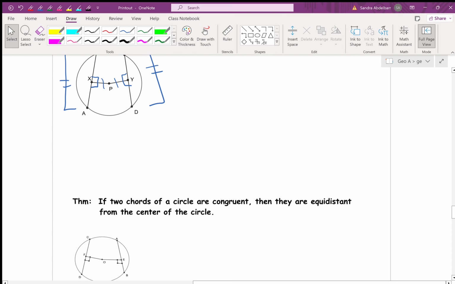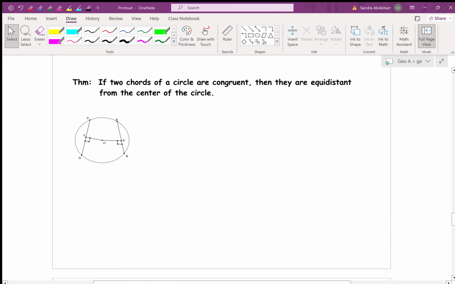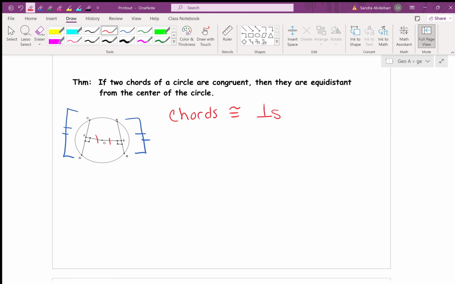All right, now we're reversing this. Now they're saying if the two chords of a circle are congruent, then they are equidistant from the center. So let's say I told you CD and AB, the two chords, are congruent. What can we conclude? We can conclude their perpendiculars from the center also have to be congruent. So if chords are congruent, perpendiculars from center are congruent.